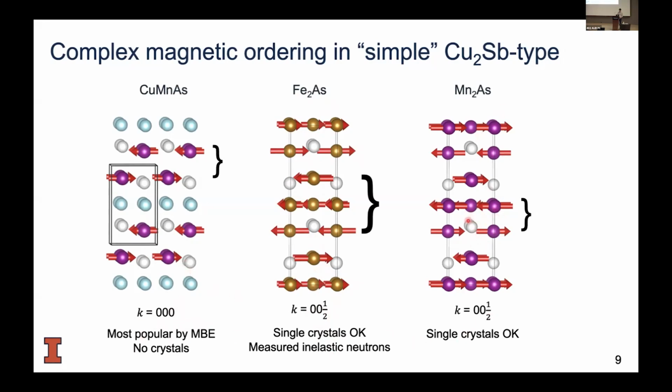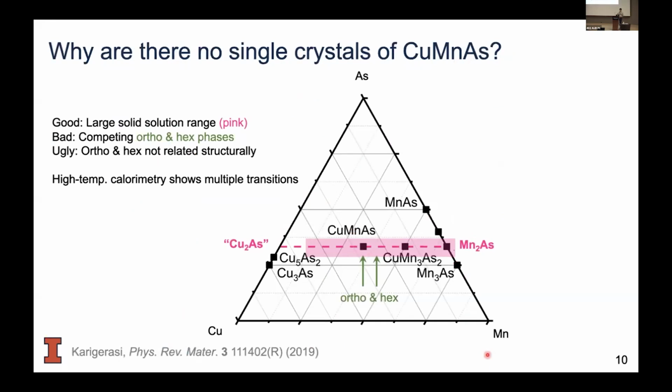Mn2As has a similar magnetic structure. It's like a double block, doubled unit cell. This one makes single crystals too. And since we're material scientists, we like to make phase diagrams, and we would say, well, what systems are available? If I take these three elements, copper, manganese, and arsenic, the material that I want is right in the center. It should be a tetragonal material right in the middle of this triangle.